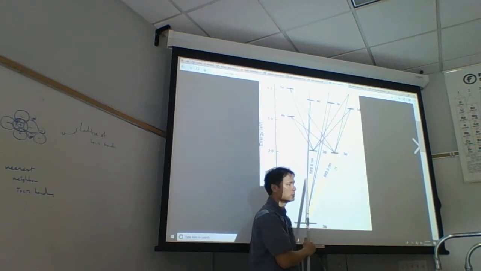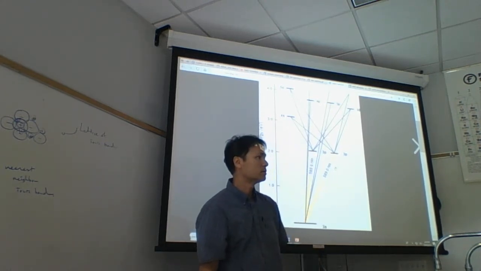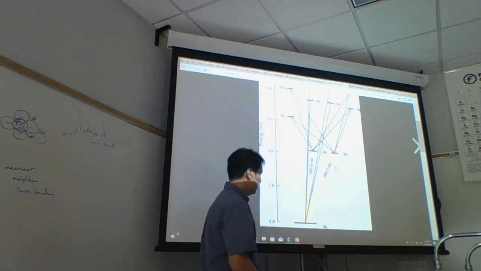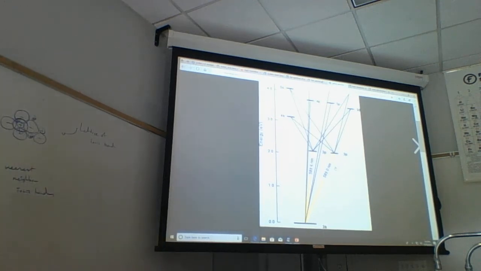But this is it. This is the success of quantum mechanics. Because of quantum mechanics, we could better describe what's happening with the atomic line spectra. Bohr wasn't able to do this, because if you look at the Bohr energy level diagram, it's very simple. It's not complicated like this.